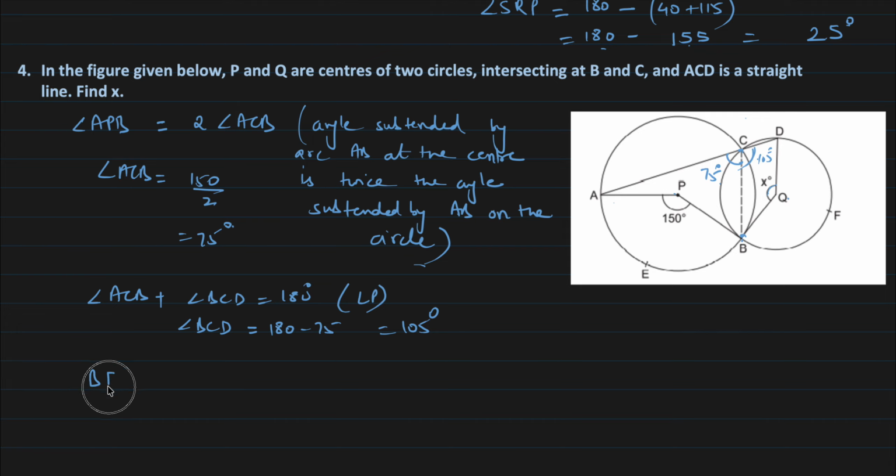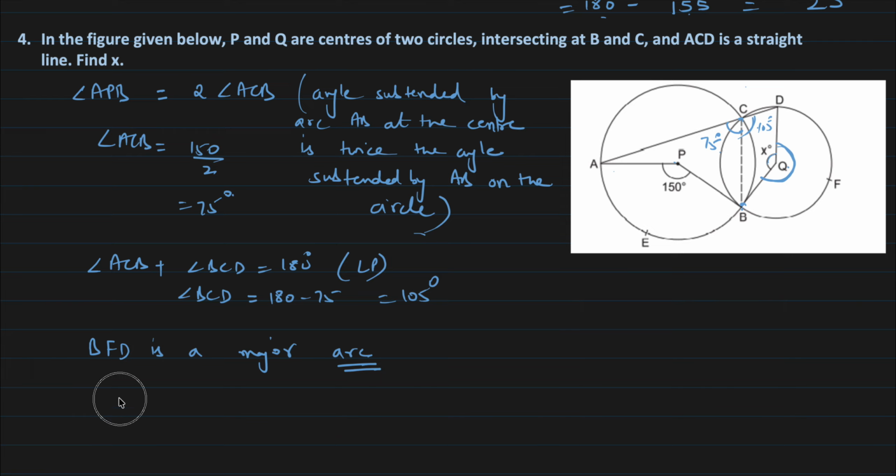Now if I talk about BFD, it is a major arc here. It's a major arc, right? Okay. So what about this angle BQD? That is equal to twice of angle BCD. Same thing. This is double of that. Yeah. So 2 into 105. How much will that become? 210 degrees, right? That's 210 degrees. So this comes out to be 210 degrees.